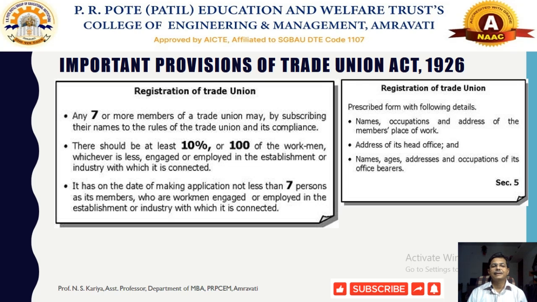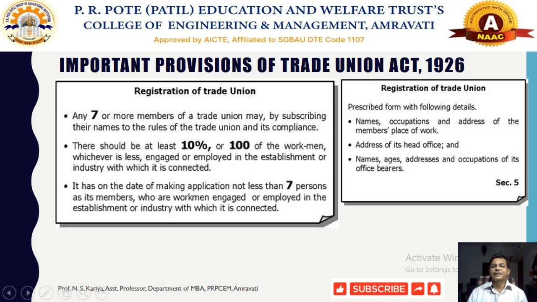So it is quite necessary that at the time the process of registration is made to the registrar of the trade union, there must not be fewer than 7 persons employed in that particular factory or industrial establishment. If it is less than 7, one cannot make the registration of that particular trade union.